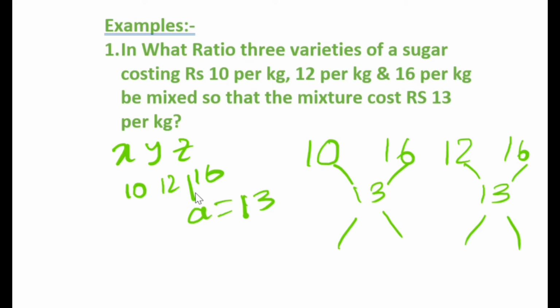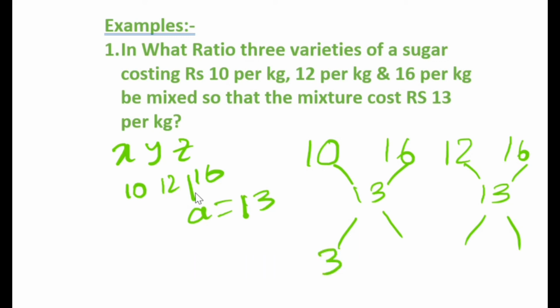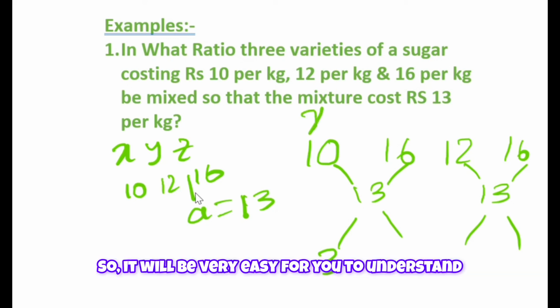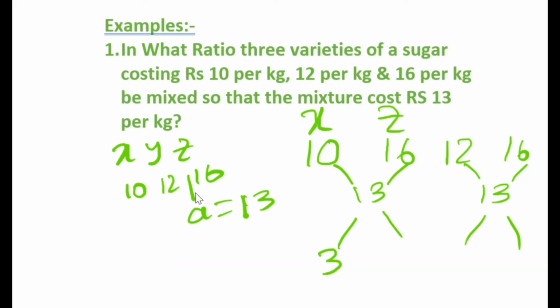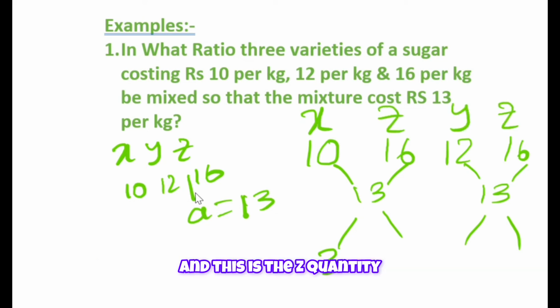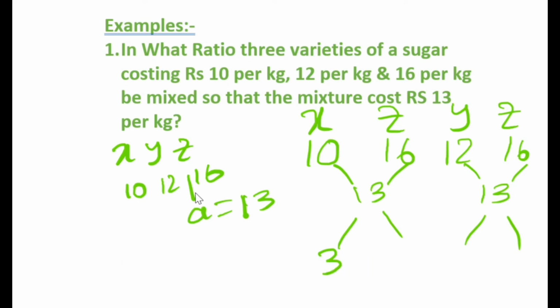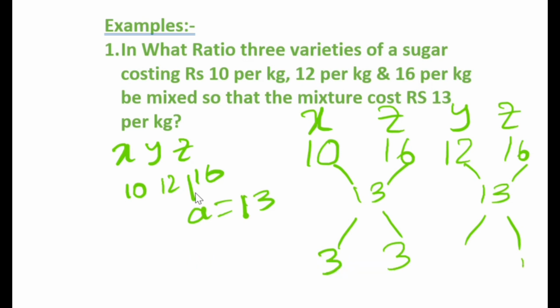Okay, so if you subtract 16 minus 13, the resultant is going to be 3. So you can also write it on top, so it will be very easy for you to understand. So this is the X quantity and this is the Z quantity, and this is the Y quantity and this is the Z quantity. Okay, so if you subtract 13 minus 10, it is going to be 3 only. So 13 minus 12 is nothing but 1, and 16 minus 13 is 3.